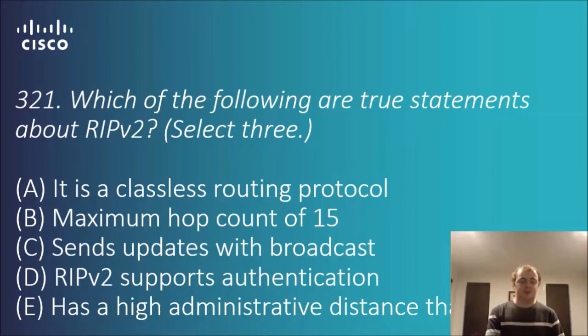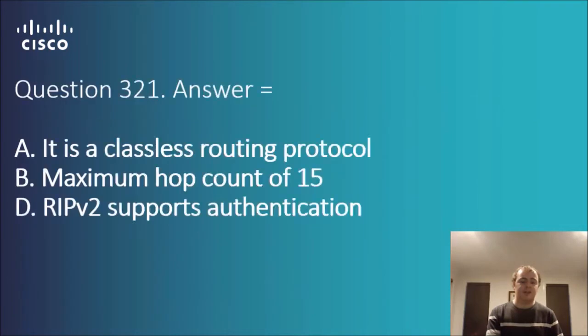I'll go through them with you now. So A, it is a classless routing protocol. B, maximum hop count of 15, so it's exactly the same as RIP version 1 in that sense of the hop count. And also supports authentication, so it's A, B, and D.